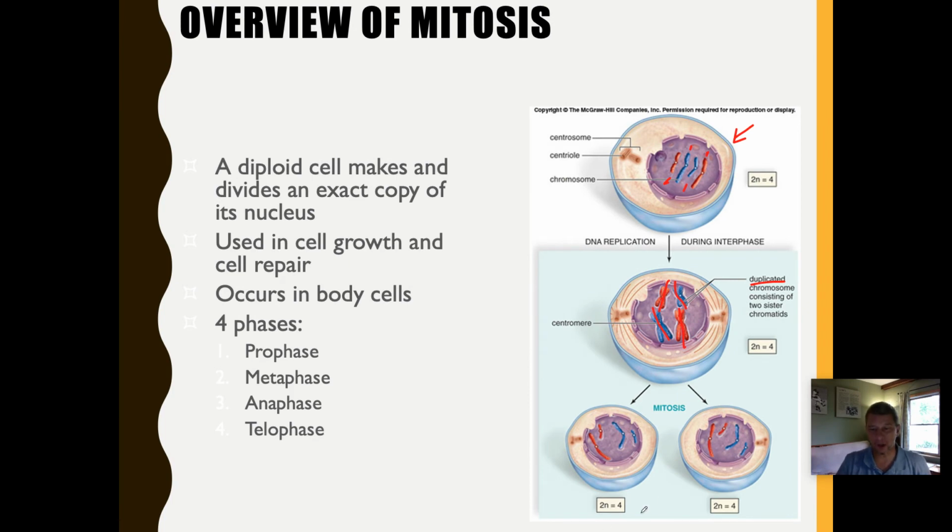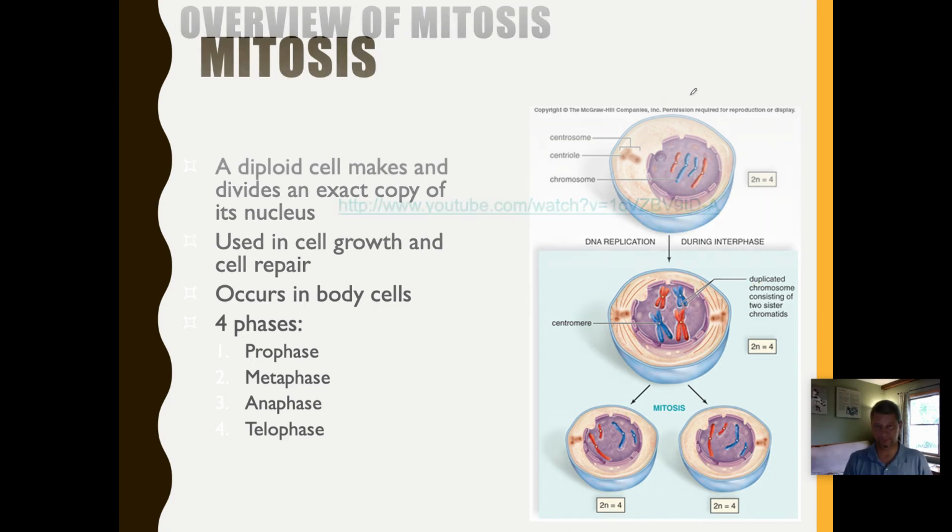So the 2 daughter cells that you see down here, all right, these are identical to the parent cell, the mother cell, if you will, up here. All right. Notice that the one cell on the top and the 2 cells on the bottom are identical.